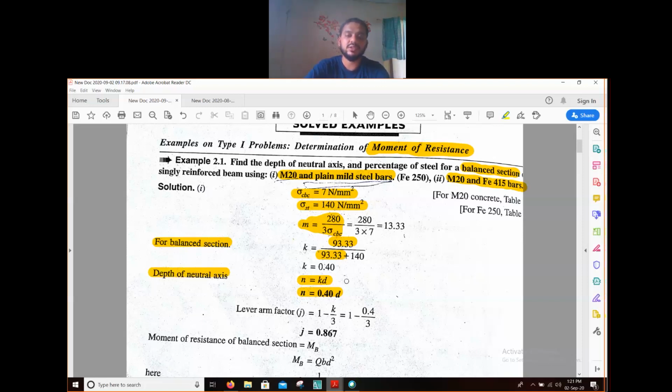Because in this question, see, nothing is given. D value is not known. It is not given in the question. So our answer will remain like this: n equal to 0.4 times the effective depth. Okay, so this will be our answer.